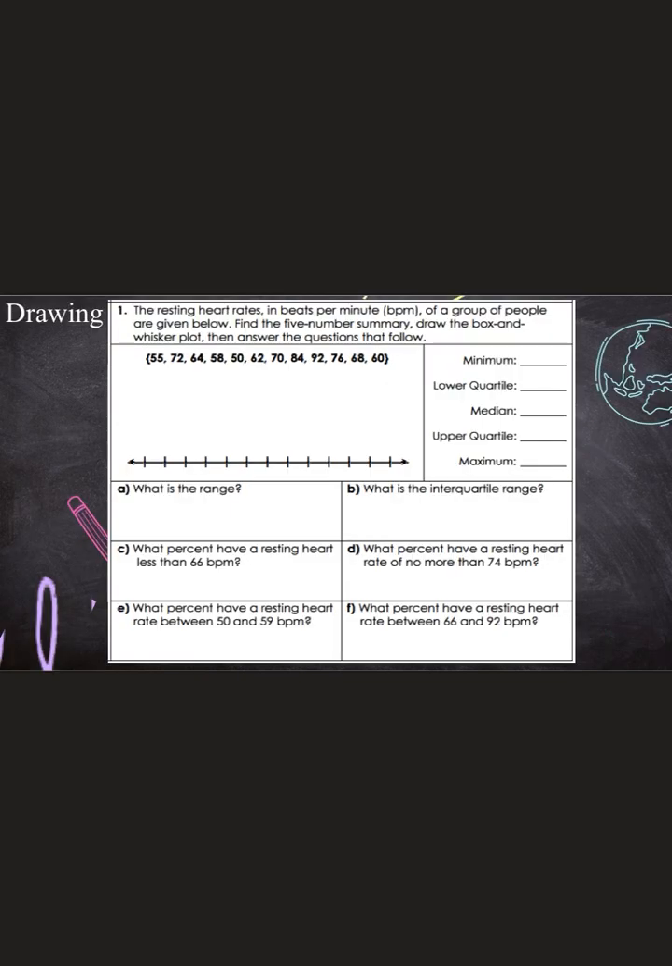So let's look at an example. We have the resting heart rates of a group of people. We're going to find the 5-number summary and draw a box and whisker plot. The first thing you have to do is put your numbers from smallest to largest. So we're going to look at these numbers. I'm going to start with the 50.